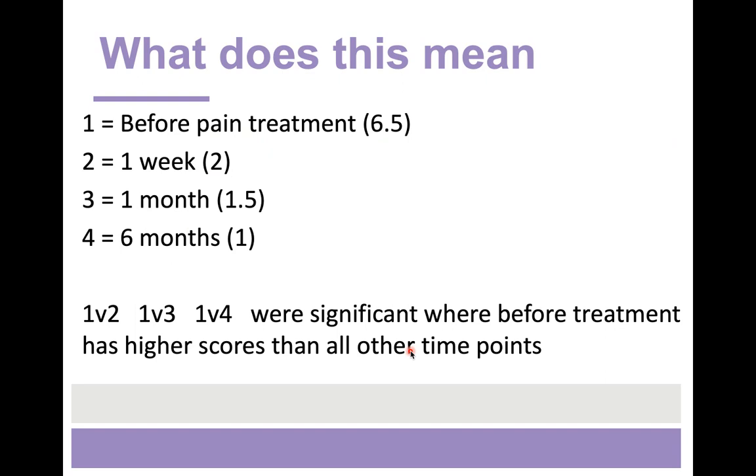So our first treatment condition was the before treatment, right? What was pain before treatment? It was an average of a 6.5. Our second condition was, what was pain after 1 week? It was a 2. What was pain after 1 month? It was an average of 1.5. What was pain after 6 months? It was an average of 1.